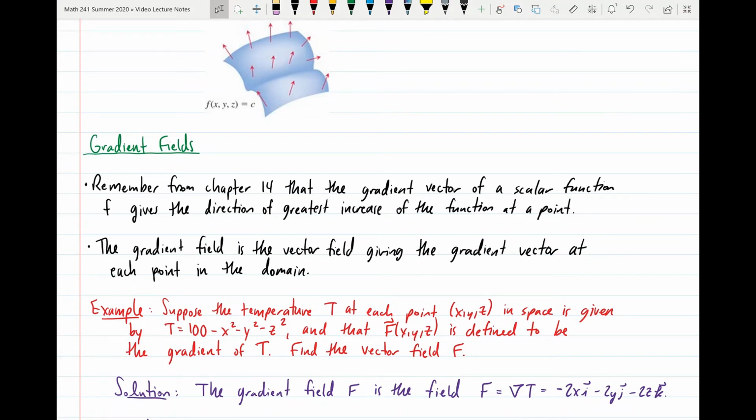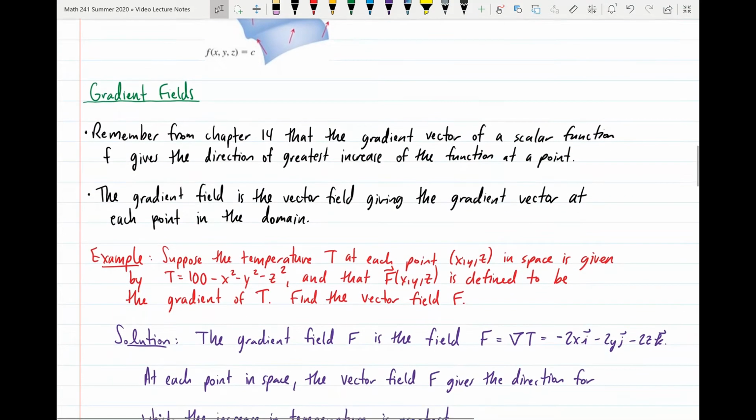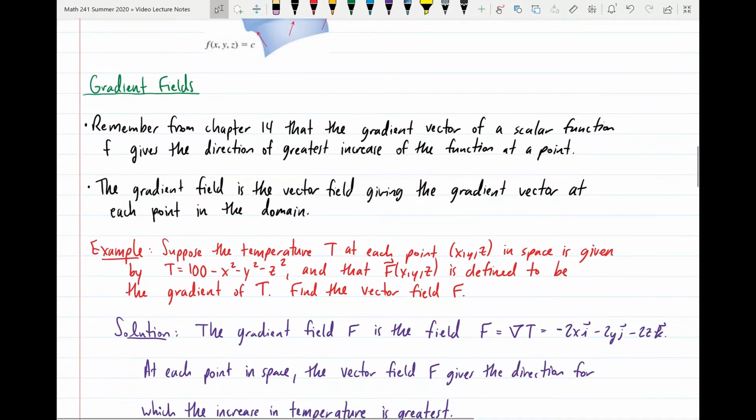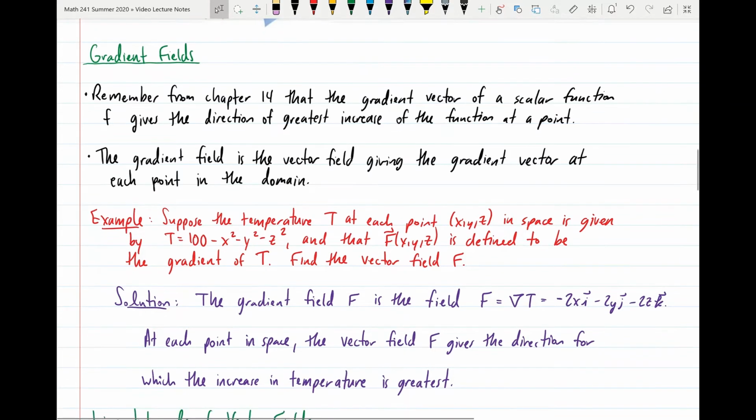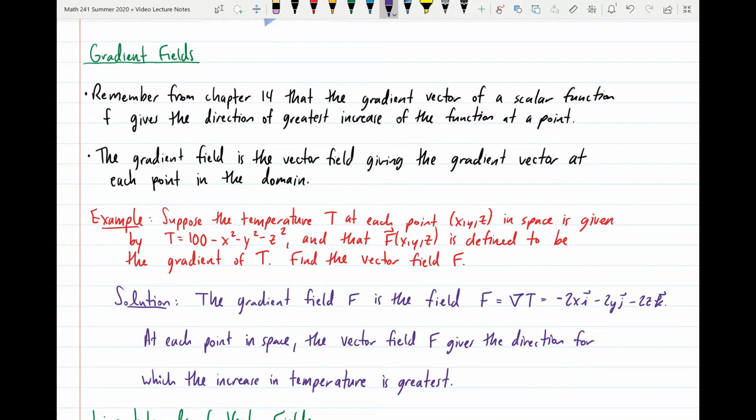So here's an important example of a vector field, gradient fields. Remember from chapter 14 that the gradient vector of a scalar function f gives the direction of greatest increase of the function at a point. So the gradient field, or the gradient vector field, is the vector field giving the gradient vector at each point inside of the domain. And in that way, it's a vector field that gives the direction in which the function is increasing most rapidly at all of the different points in the domain.